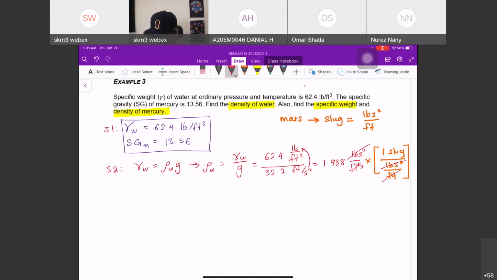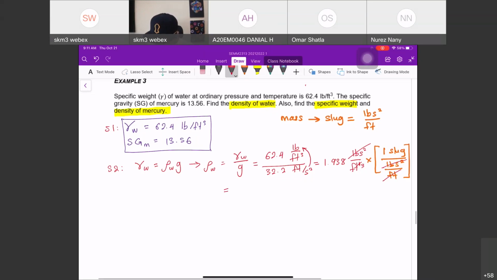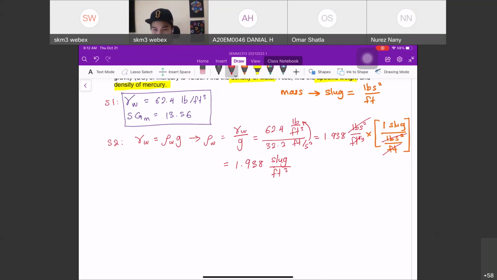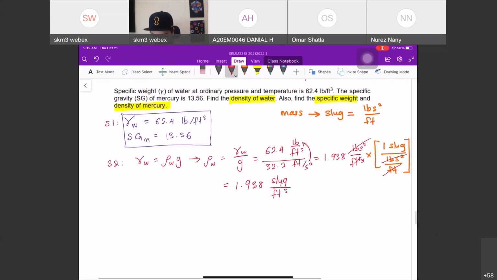Okay. So now we have the final answer: 1.938 slug per feet to the power of 3. This is the unit conversion. Everyone so far understand? Do you have any questions? So far clear? How to get the density of water? Okay, thank you.